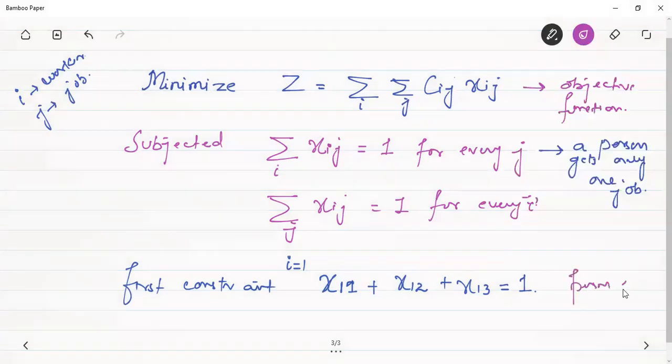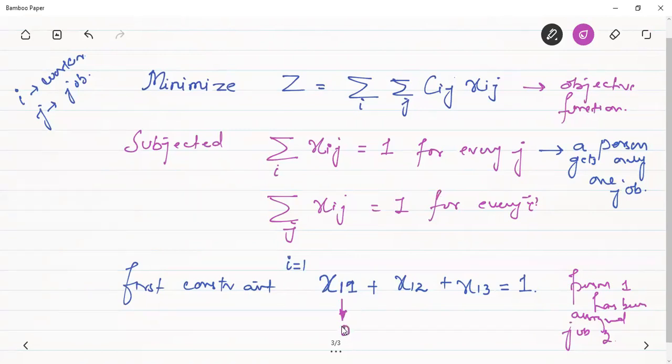Let me suppose that person 1 has been assigned job 2. If person 1 has been assigned job 2, can anyone tell me what should be the value of this decision variable x11? What should x11 be? Can anyone tell me? If person 1 has been assigned job 2, what should x11 be in this case? 0. Yes, very good. It is 0.